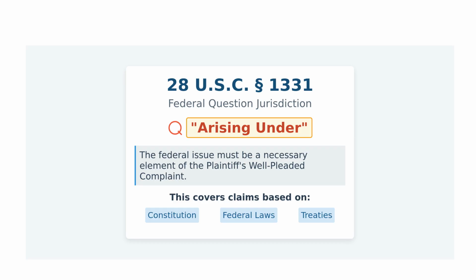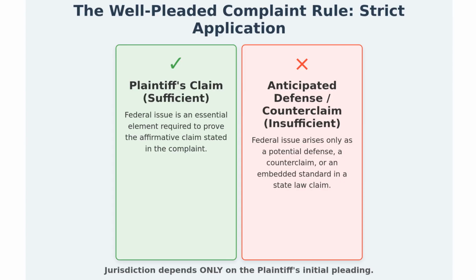This requirement is strictly enforced through what is known as the well-pleaded complaint rule. In essence, the federal question must appear on the face of the plaintiff's initial complaint when properly pleaded. This covers claims directly based on the United States Constitution, federal statutes, or international treaties ratified by the United States. If the federal issue is merely tangential or arises only as a potential defense, jurisdiction under Section 1331 will not be established. The well-pleaded complaint rule demands strict adherence.